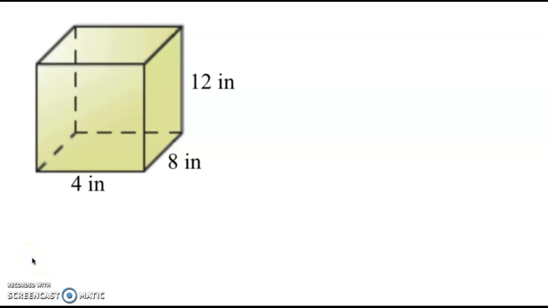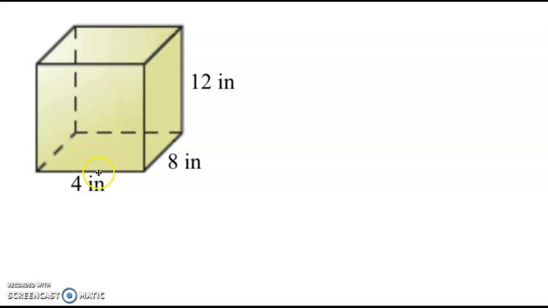To find the surface area of this prism, you need to find the area of each face and add them up. And since in this prism opposite faces are congruent, we just find the area of, say, the front face, multiply it by 2 to get the front and the back. So let's do that. Let's find the bottom first.